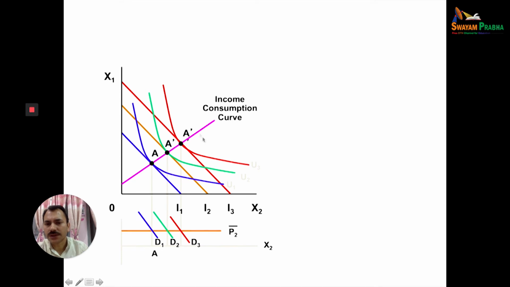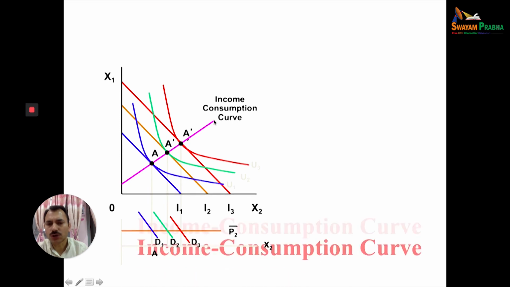We have already discussed that a higher indifference curve provides higher satisfaction to the consumer. But to purchase a combination on that indifference curve, you must have the income. As your income increases, the budget line shifts. And when we join all these points, we have a straight line which is called the income consumption curve. But this straight line will be there if the commodities are normal.